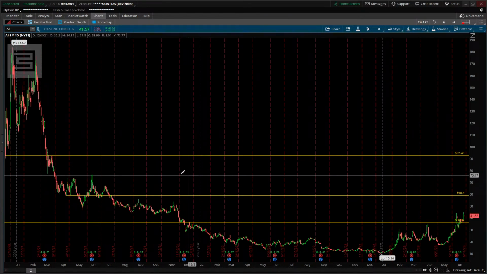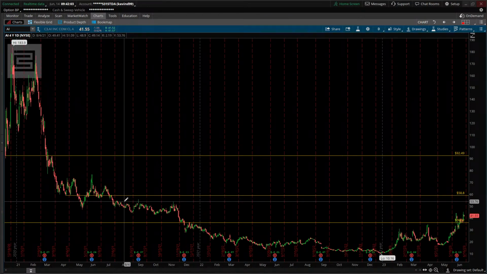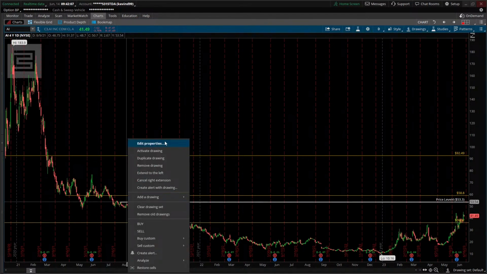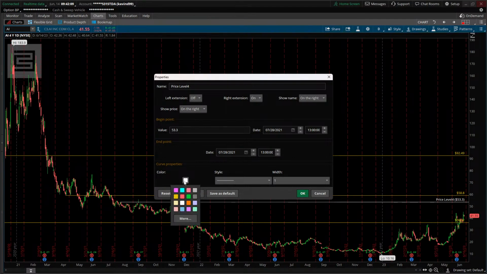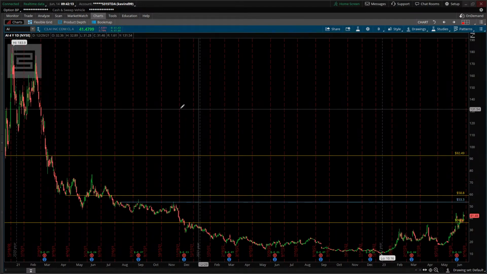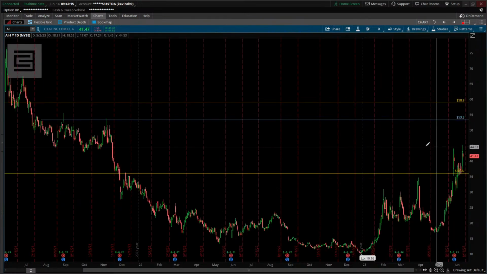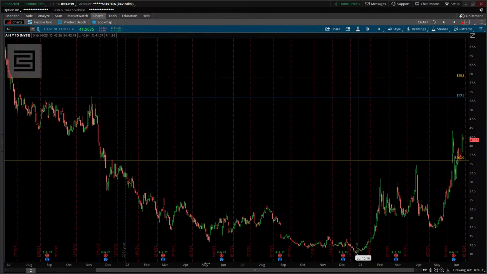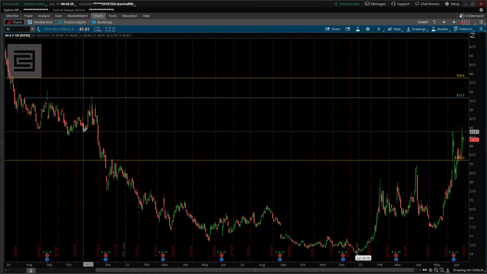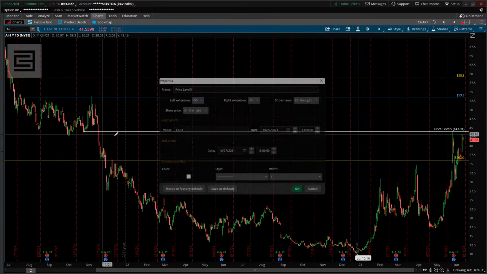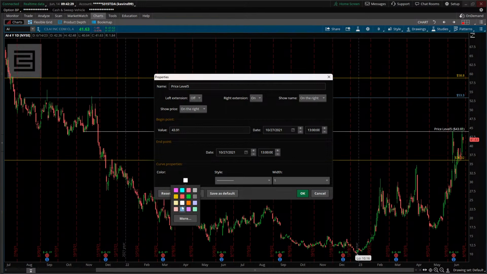Alright, yeah, I would put one more here. I'd maybe make this one blue. Alright, that's what I'm looking at on AI. If we do break, it looks like we're holding right now at this key level, which will turn this one blue as well.